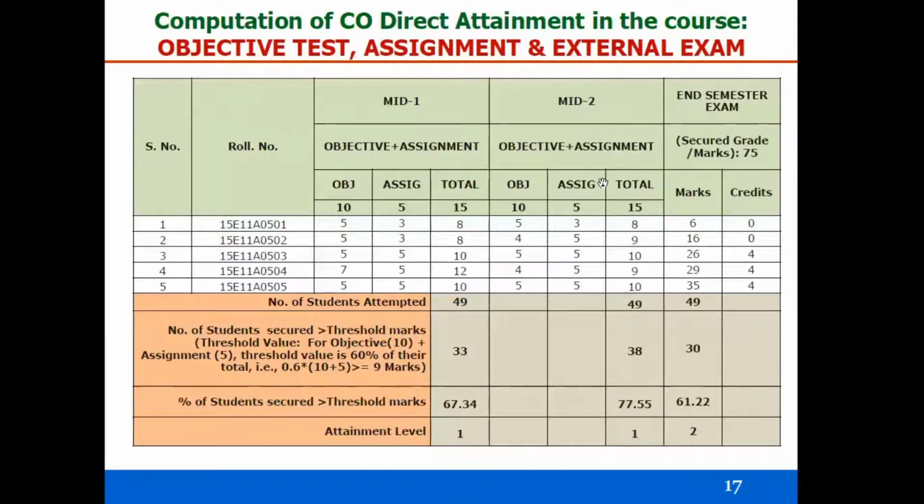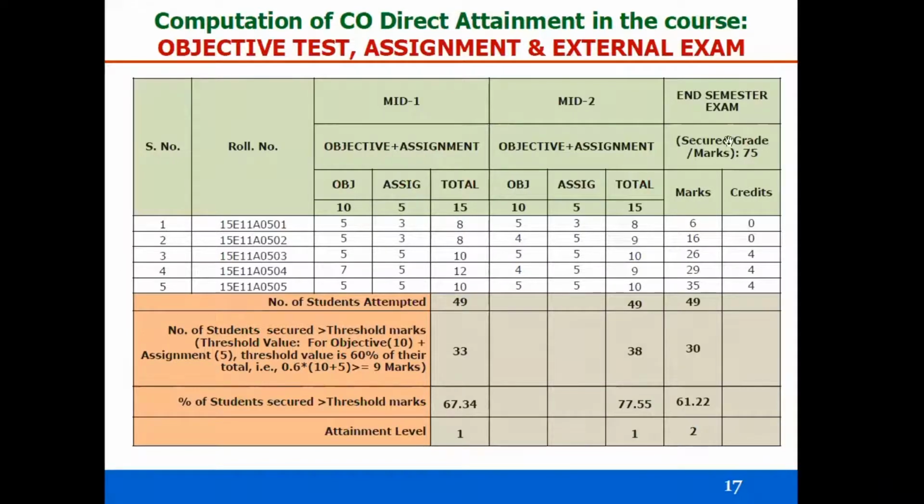Similarly, mid 2. For mid 2 total marks, you have to calculate the threshold value. The number of students who attempted mid 2 is 49. The number of students who secured greater than or equal to 9 marks is 38. Then 38 by 49 is 77.5%. Now this also comes under level 1. Even with greater than or equal, we are getting the lowest level. If you take greater than, the percentage will decrease, based on the average marks you can consider.